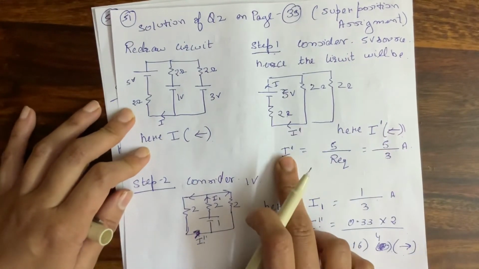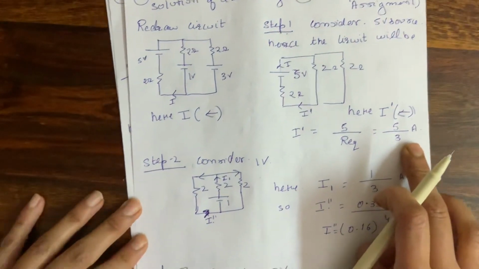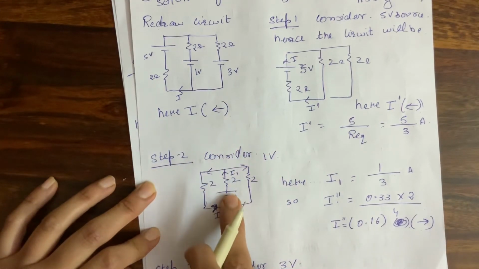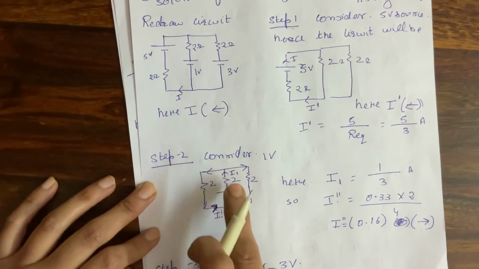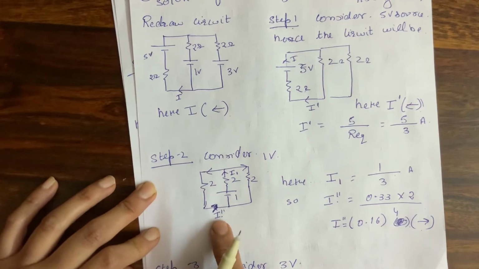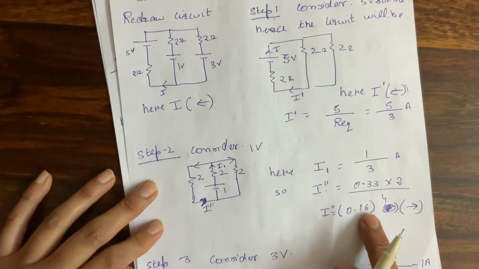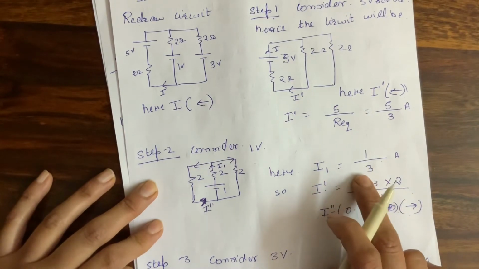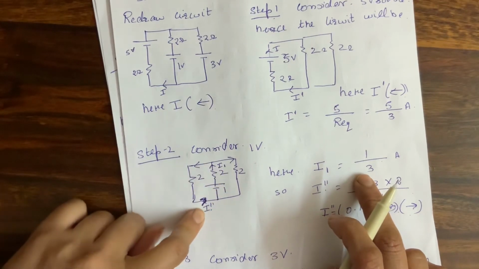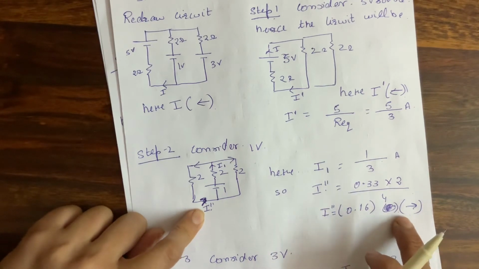So now my I dash value will be total voltage upon total R, and that came out to be 5/3 ampere. Now let's consider 1 volt. When we consider 1 volt, the current moving from 1 volt will be the main current, and the current through 2 ohm I have named I double dash. So here I double dash came out to be 0.16 ampere according to the current division rule, because first I found I1 and then applying the current division rule I found I double dash, which is 0.16 ampere in the directions shown in the circuit.